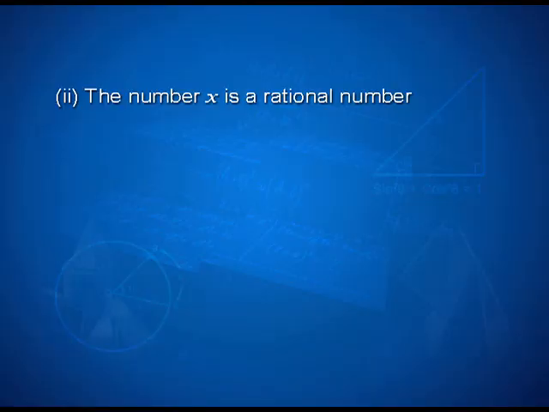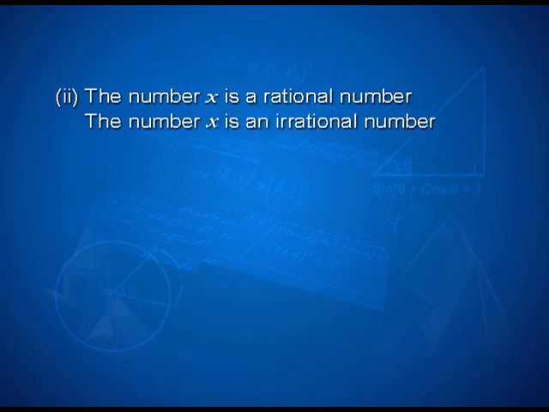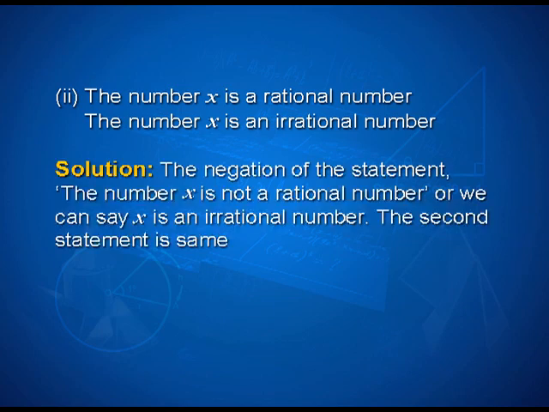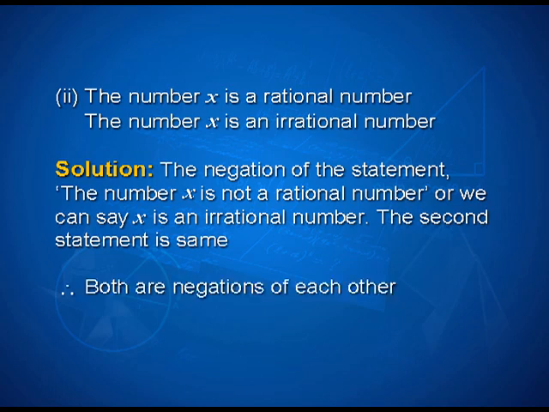Look into the second one. The number x is a rational number. The number x is an irrational number. Look into the solution. The negation of this statement, the number x is not a rational number, or we can say x is an irrational number. The second statement is same. Therefore, both are negations of each other.